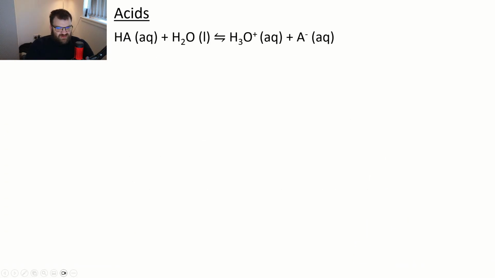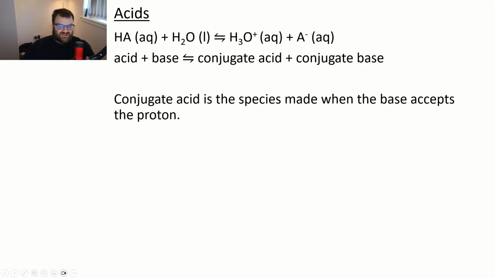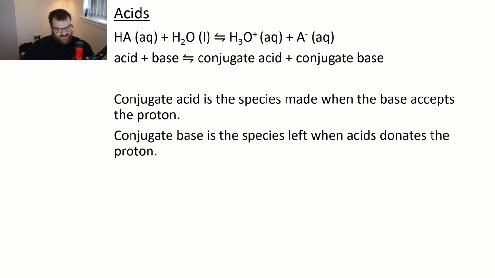This would be the general equation for acids dissolving in water and splitting up into your hydronium ions, and in this case that is A-. The descriptions we use, we've got acid and base. The chemicals that they then form are the conjugate acid and the conjugate base. The conjugate acid is the species made when the base has accepted the proton, and conjugate bases are the species left when the acids donate the proton.